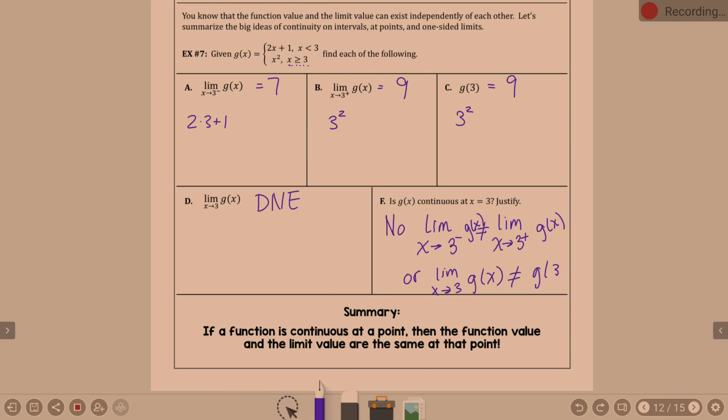Wow. Okay. Summary, if the function is continuous at a point, the function value and the limit value are the same.